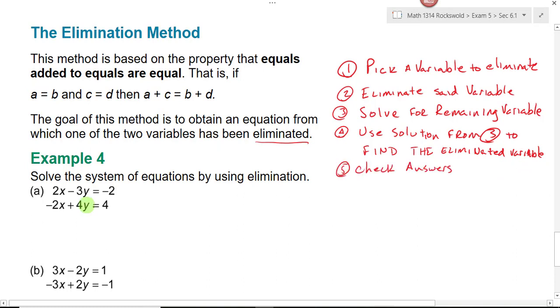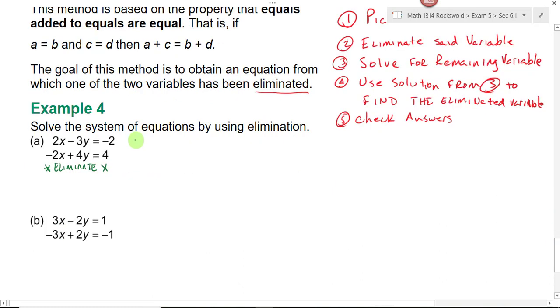So in part A, I have to start by finding a variable to eliminate. For this problem, I think it's going to be easy to eliminate the x's because all I got to do is add the two equations together. So how I would do this is I would take equation 1 and I would add to it equation 2. And when I add these two equations together, 2x minus 2x is going to cancel out. Negative 3y plus 4y is y, and negative 2 plus 4 is 2, so I get y is equal to 2.